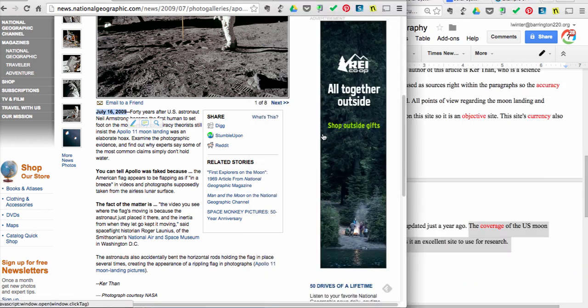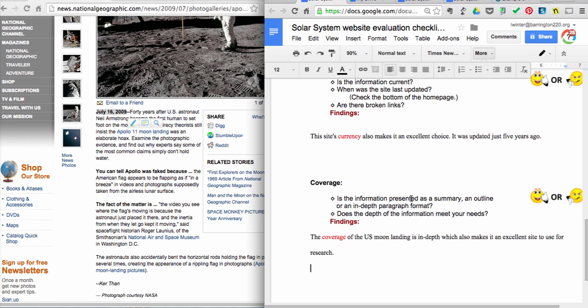The next criteria in the website evaluation process is coverage. We are looking for coverage that is in-depth, which means there are no summaries, outlines, or abstracts. There must be reputable sources listed within the article. The data inside the article must be evidence-based, and it must be able to be verified by multiple sources. Because I feel that the coverage is very good, I state in my website evaluation checklist that the coverage of the U.S. moon landing is in-depth, which also makes it an excellent site to use for research. Now I am finished with my website evaluation checklist.